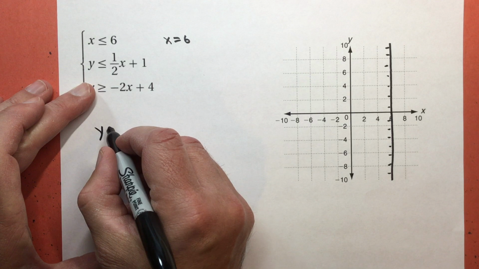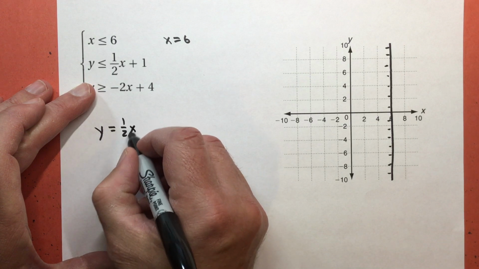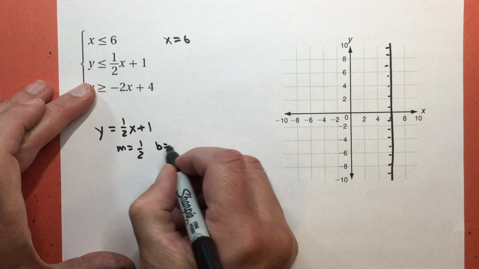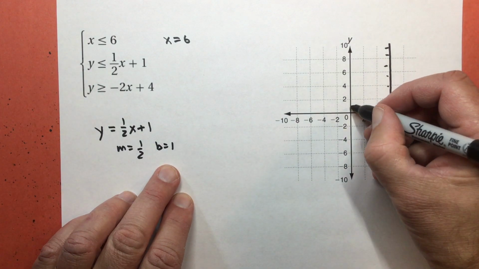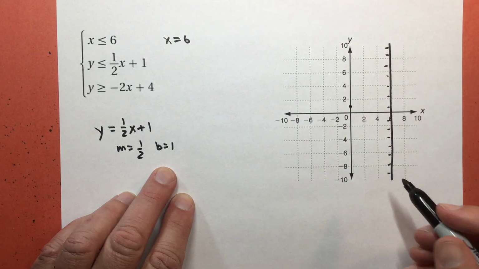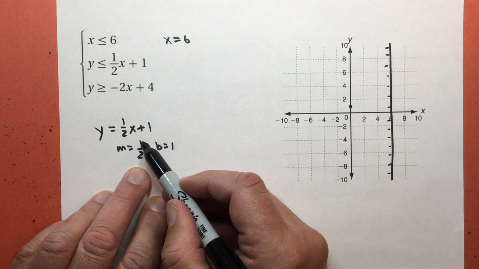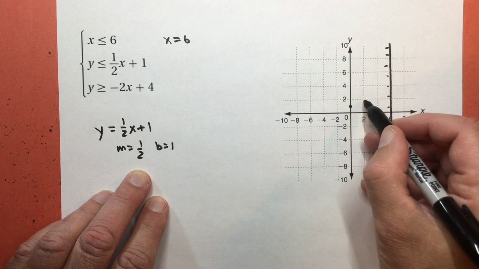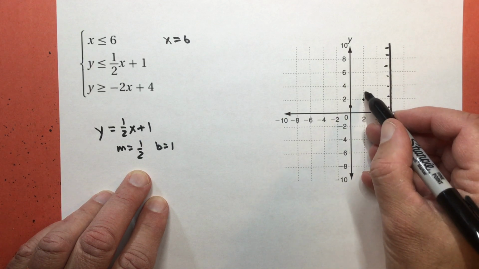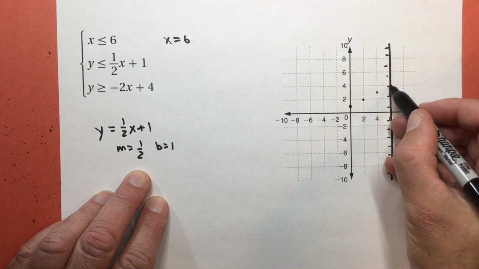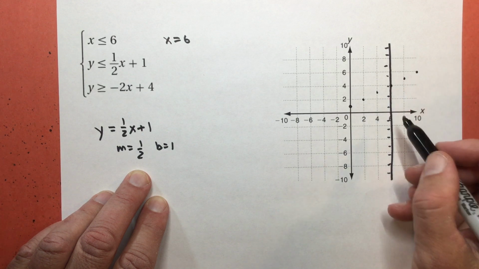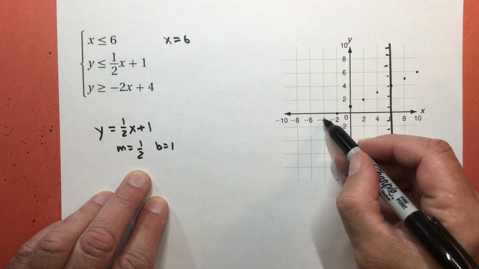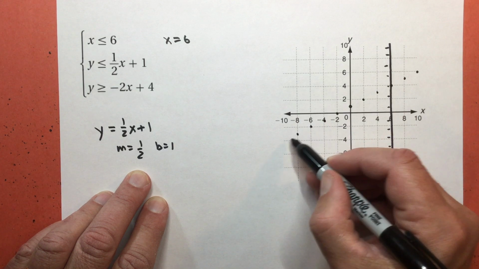My boundary line for the second one is y equals 1/2 x plus 1. My slope is 1/2 and my y-intercept is 1. So here's my y-intercept, and my slope tells me to go up and to the right, up 1 and to the right 2. So up 1, right 2. Up 1, right 2. So it goes like this. I can also go down and to the left 2. And that's going to look like this.